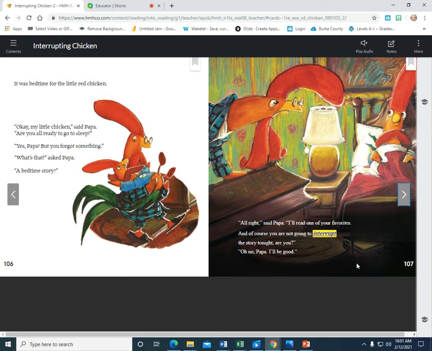So we can look at this right now, and we know that the main characters in this story are Papa and a little red chicken. And we know that Papa is an adult chicken, and that the little red chicken, well, that one's a child. And the illustrations also help me to see that one is young and one is older. And we can even look at what they're wearing. Looks like Papa is wearing a robe. And look, the little child chicken is in the bed all covered up.